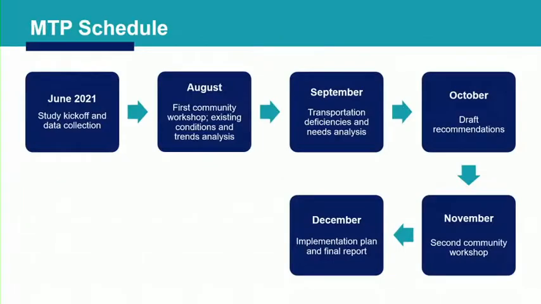So we started back in late June. We had that community meeting back in August, worked on some deficiencies and needs analysis in September, then had draft recommendations ready to go in October, and here we are today. And so I just want to emphasize that what you're looking at today are draft recommendations. So this is the first stab based on what we heard back in August, plus some of the technical analysis. So this is really a work in progress, and your input is critical.